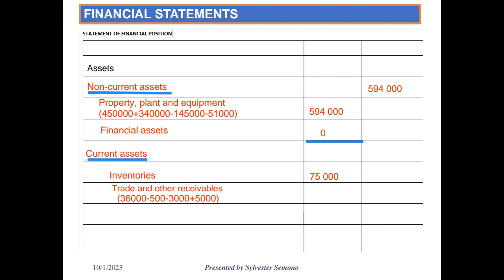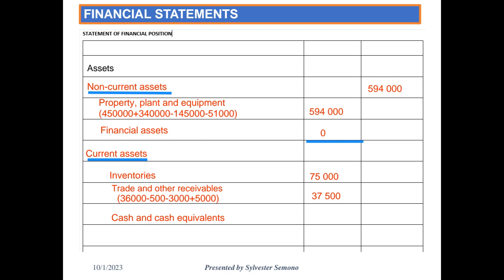The total is 3,375,000. 375,000. Yes. That is how to find the trade and other receivables. Remember, we're still under current assets. The next thing that we must do, we must find what you call the cash and cash equivalents.